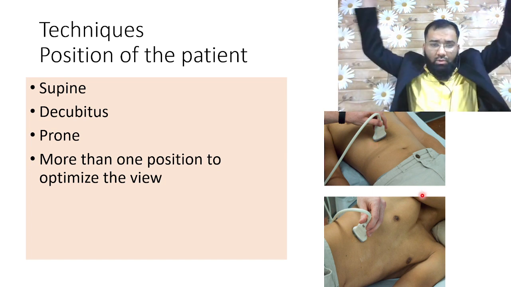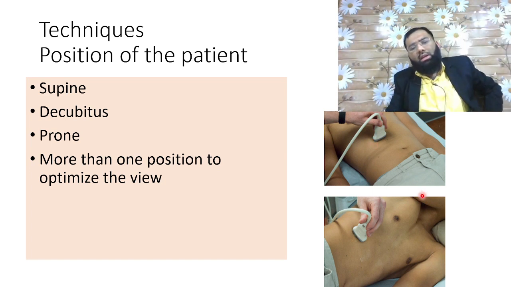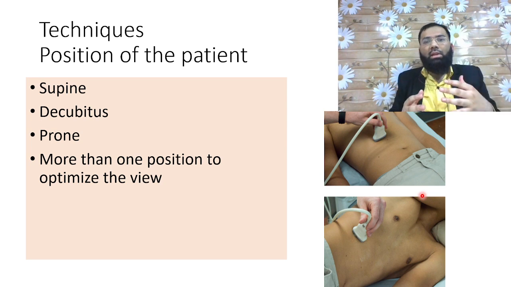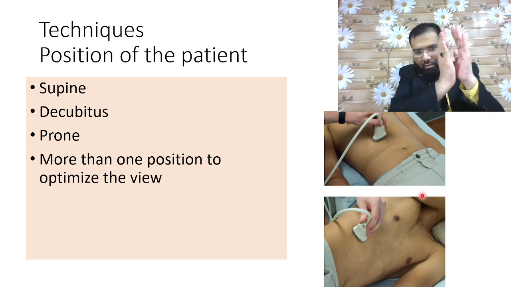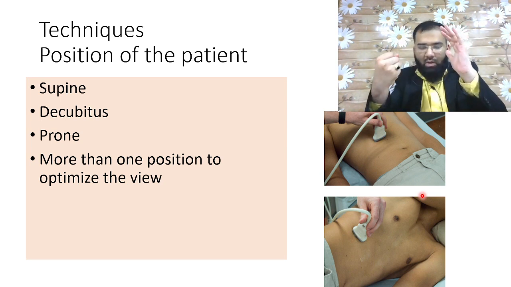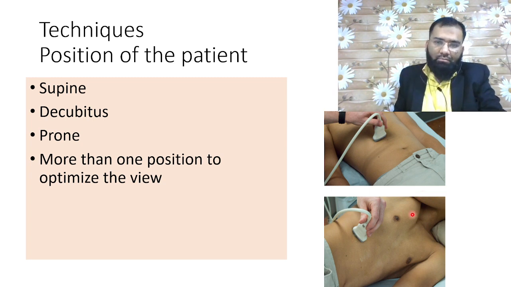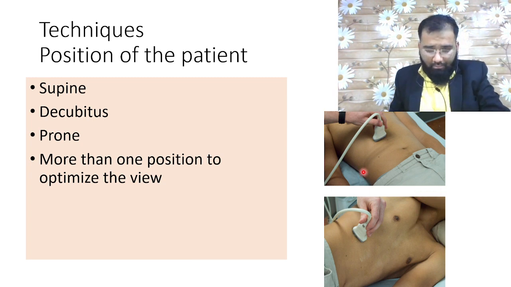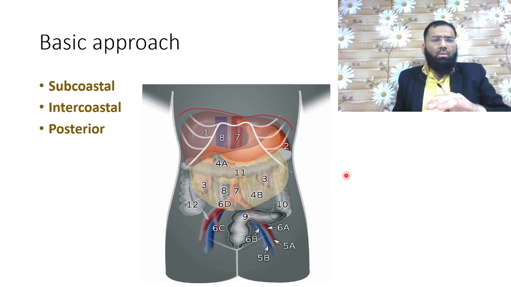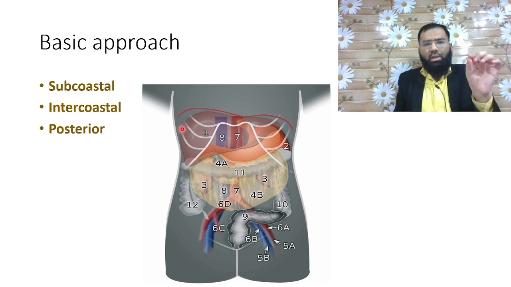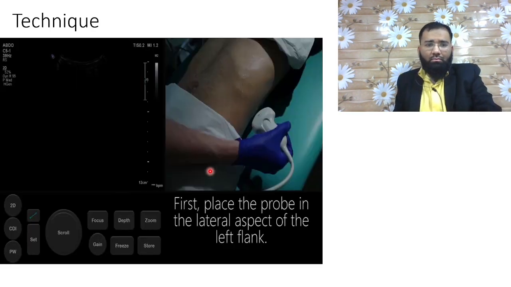Moreover, you can ask the patient to raise their hands, and you can also ask the patient to take a deep breath. Once the patient takes a deep breath, the kidney comes down, and then you can visualize the kidney in a better way. Now, basic approach: you can use an intercostal approach or a subcostal approach, or you can view it from the posterior aspect. Now, let us see the technique of ultrasound.